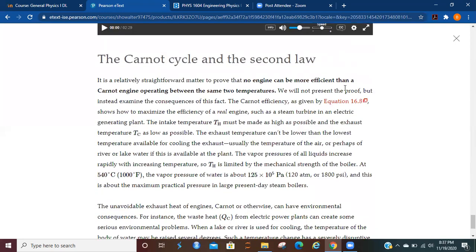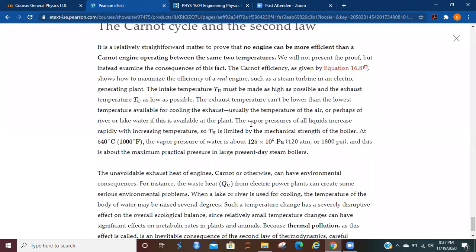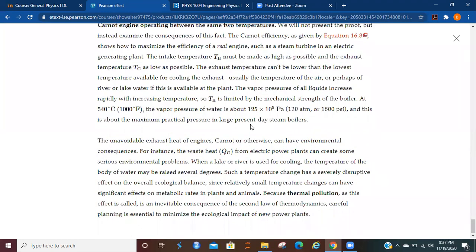No engine can be more efficient than a Carnot engine operating between the same two temperatures. That just pretty much comes from the fact that a Carnot cycle doesn't allow for irreversible processes to happen. Most other engines are going to allow that to happen.